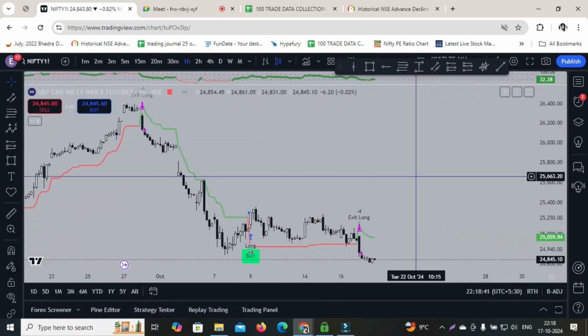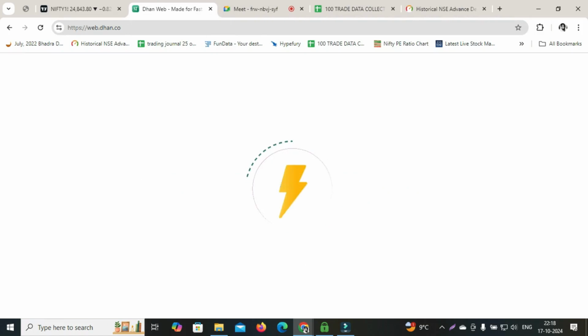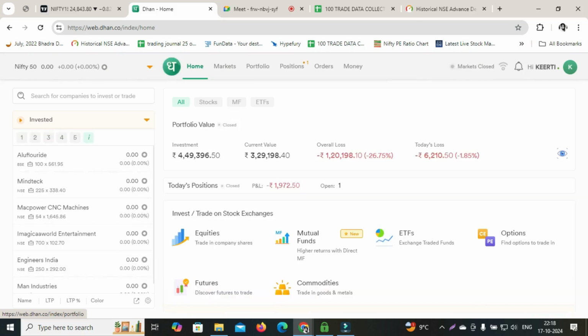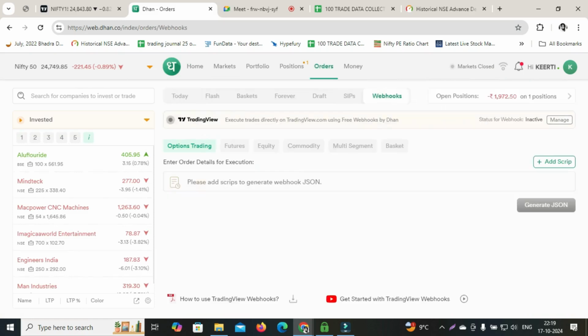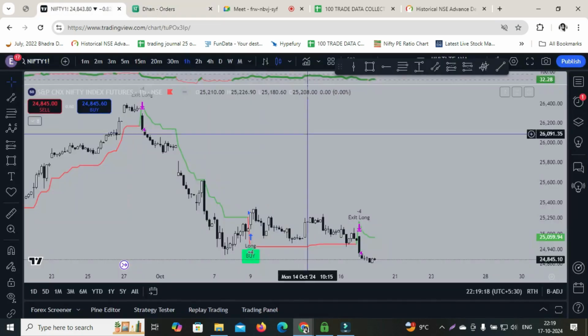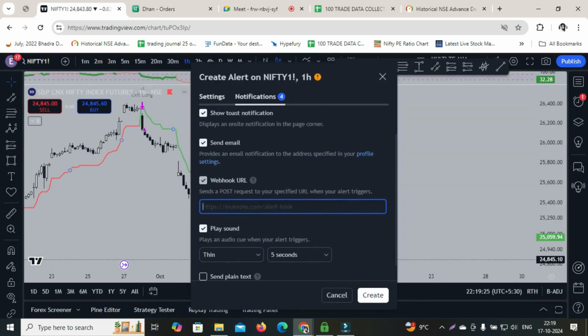Okay, so after this strategy, how to actually execute it? There is only one broker which is allowing us to do it, that is Dhan. So on Dhan, we go to orders, and then there is webhook, and I already have a webhook which is on. You can just look it up on YouTube, or I can guide you if you are doing it. You have to simply generate a URL, and when you put an alert on this notifications, you have to put the webhook URL here, so the message will go to Dhan, because you are putting that address.